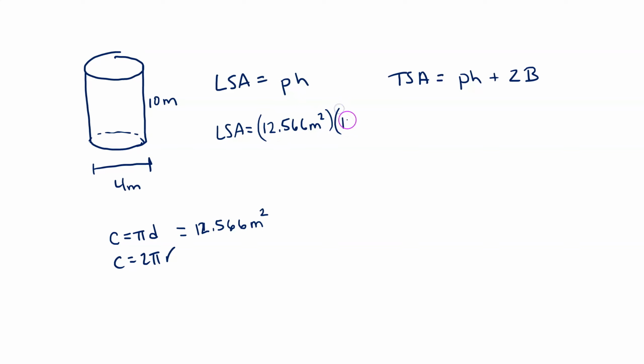And then my height is 10 meters. So I'm going to multiply my perimeter by my height, and I end up with a lateral surface area of 125 point, we'll round to 1 decimal place, 7 meters cubed.